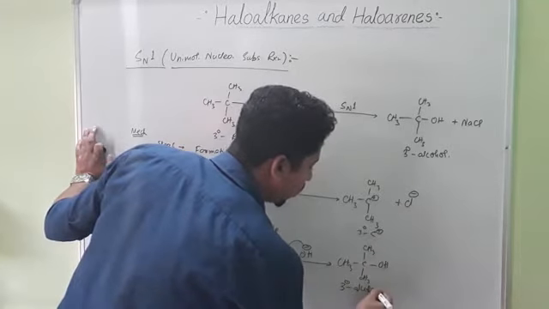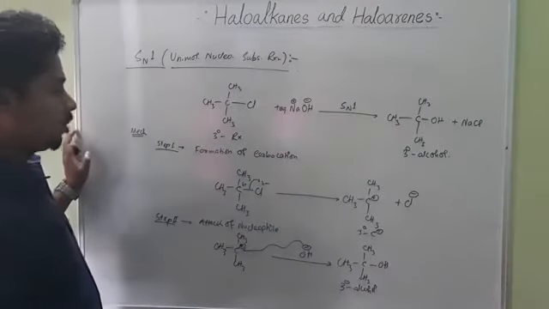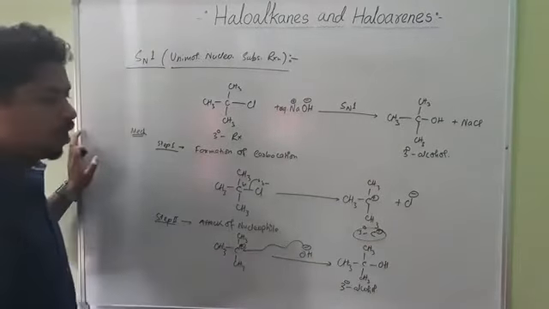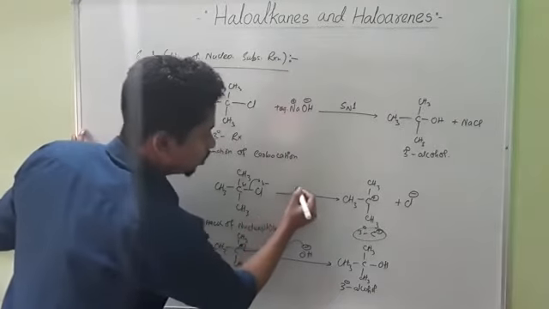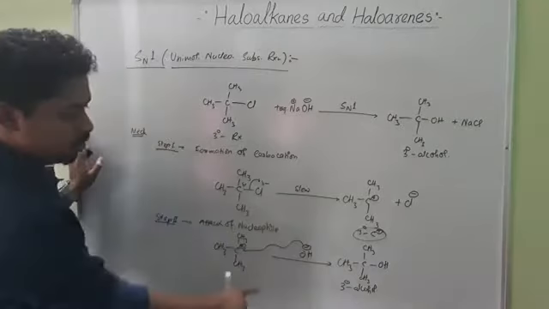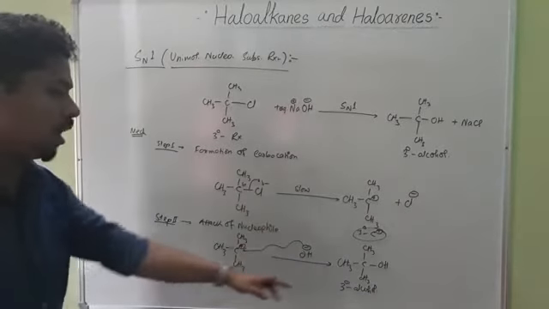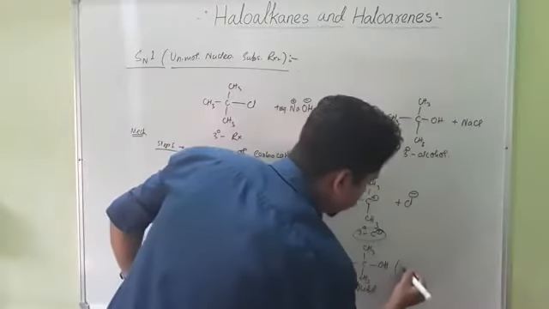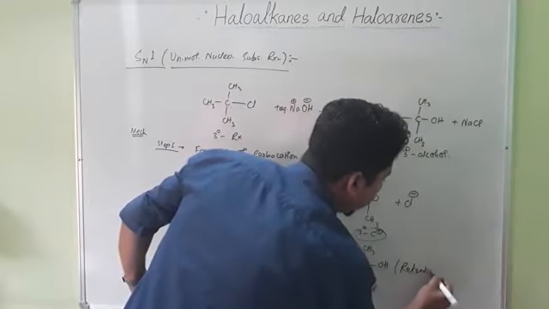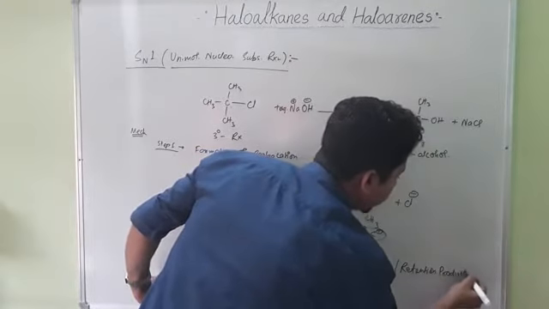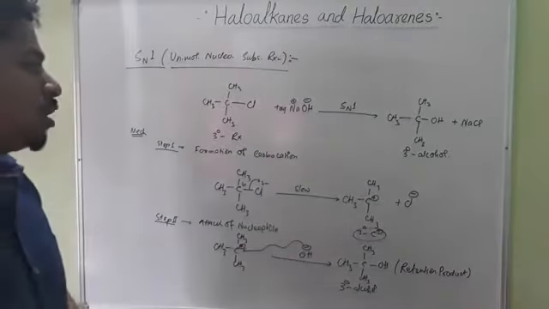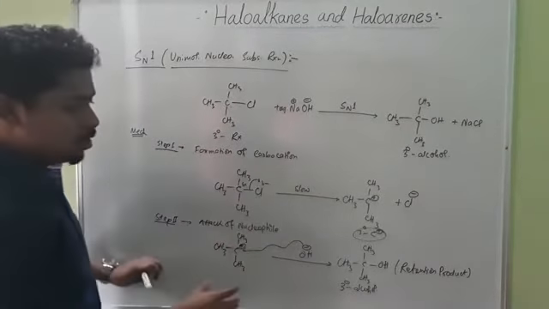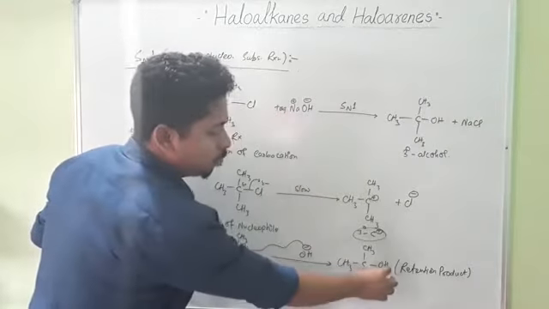So here you see in the first step the formation of the carbocation takes place, and the next step is the attack of the nucleophile. The first step is the slow step, and the second step is fast. Here the nucleophilic attack takes place to form the product. So here the retention of product takes place. Why is this retention of product? Because the configuration of this OH bond remains the same.